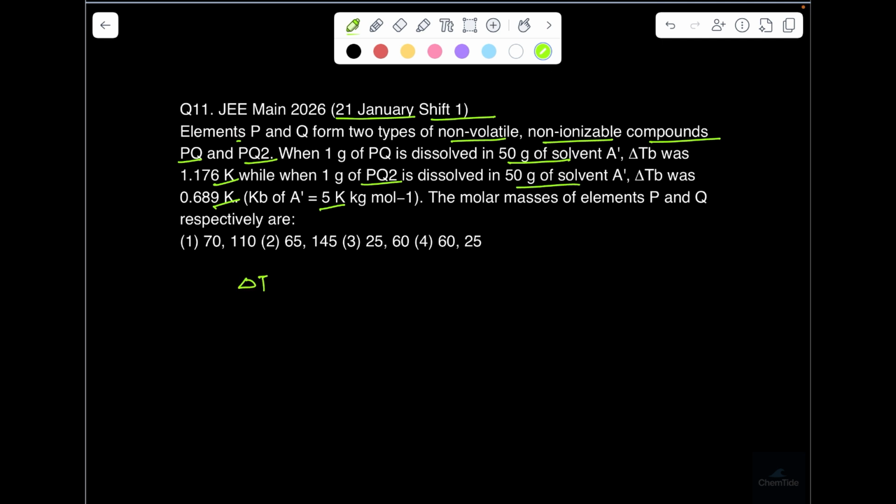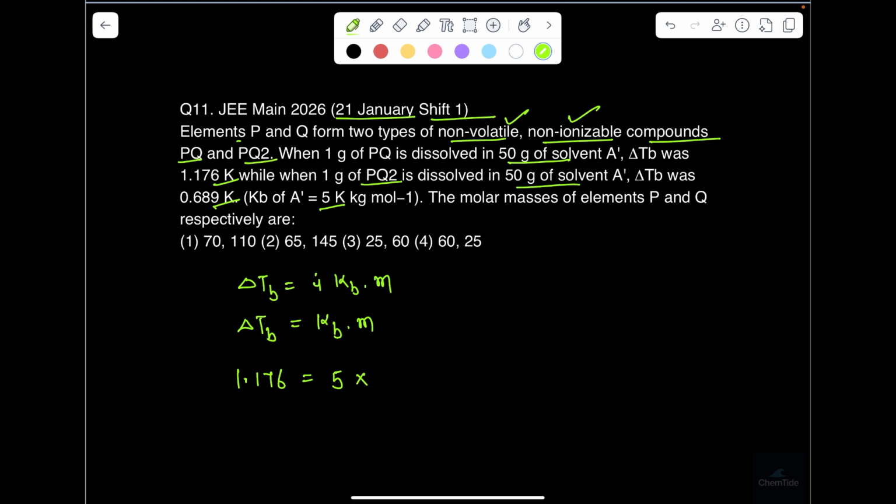So we know that delta TB would be equal to i Kb into m. Since it's non-volatile and non-ionizable, the i value will automatically be 1. So we get Kb into m. So for the first case, delta TB is 1.176 equal to Kb 5 times molality, which is 1 gram of PQ divided by the molar mass of PQ, and the mass of solvent we have is 50 into 10 to the power minus 3.